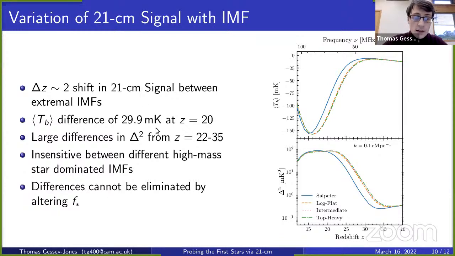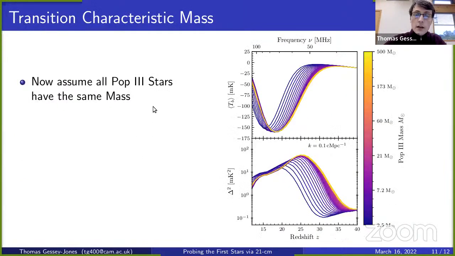Returning just quickly to the variations between the extremal IMFs, though, these differences could not be eliminated by altering the star formation efficiency. So it does seem that there are signatures in the 21 centimeter signal which are down to IMF and not just the multiplication of the Lyman band emission efficiency and the star formation rate.